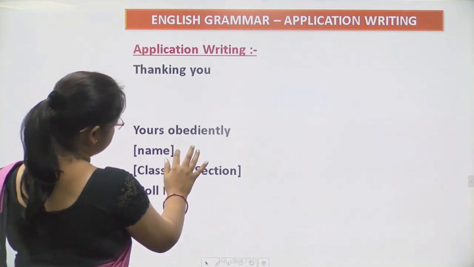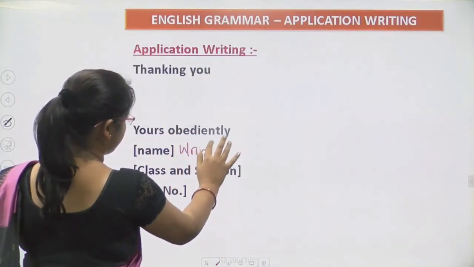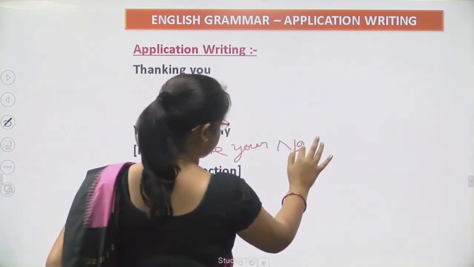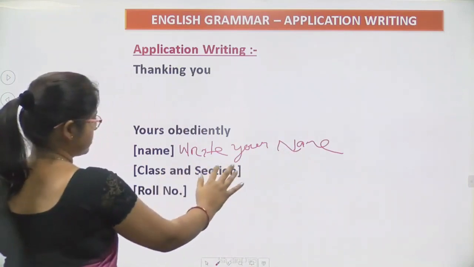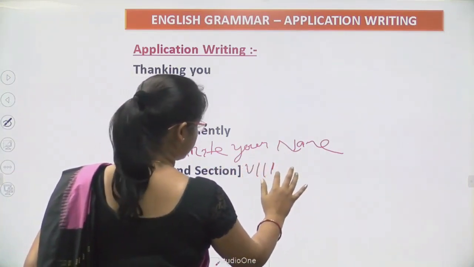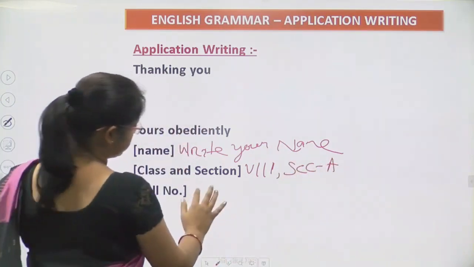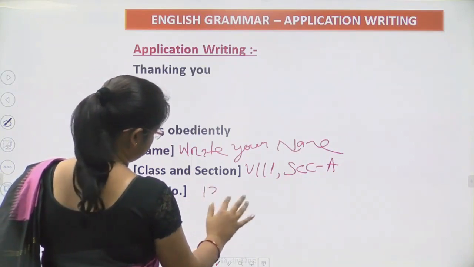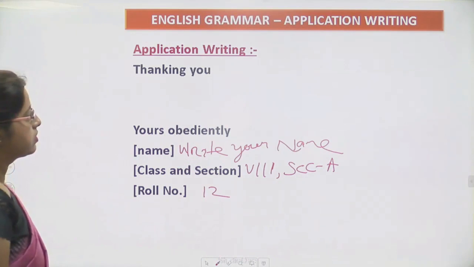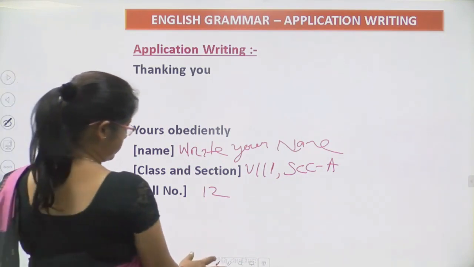And then you write your name here. Then class. Write your class, then the section. Then you have to mention your roll number. In this way, you can write the application for sick leave.